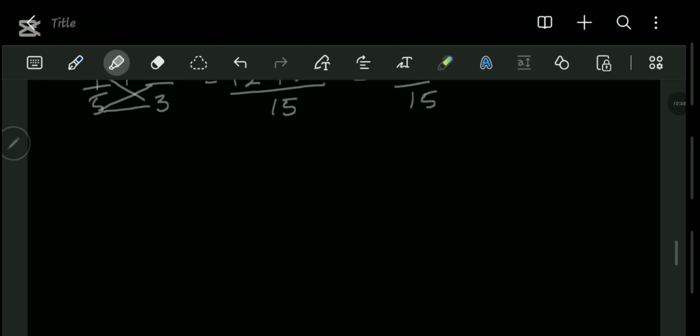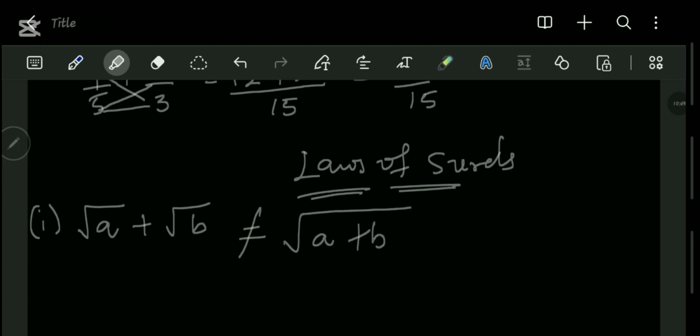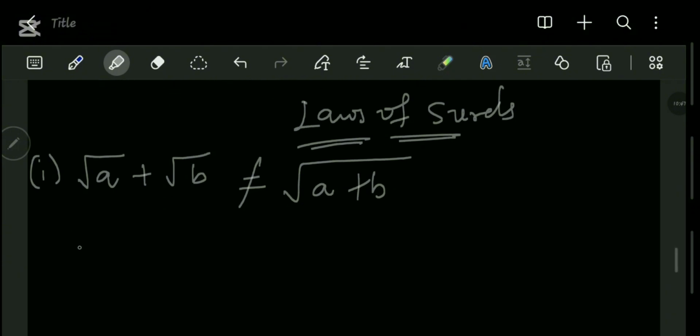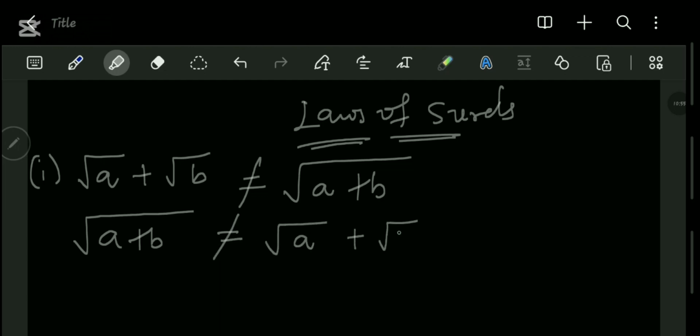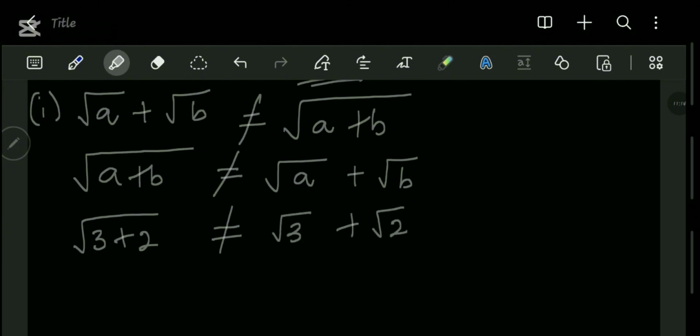Now for the first law of surd. The first law of surd says that when you have surd A plus surd B, it is not equal to the group surd of A plus B. In other words, surd A plus B is also not equal to surd A plus surd B. So for example, if I give you surd 3 plus 2, the law is saying it is not equal to you splitting the surd, that is, surd 3 plus surd 2. It is not possible. Do you understand?